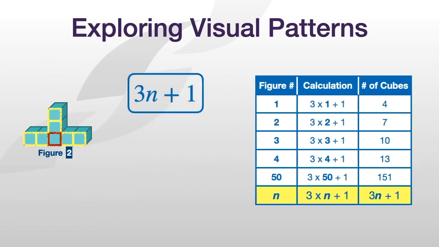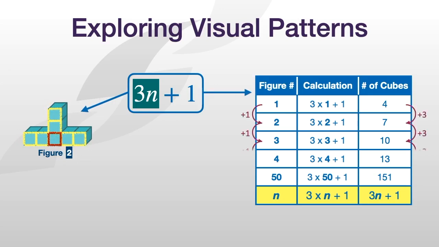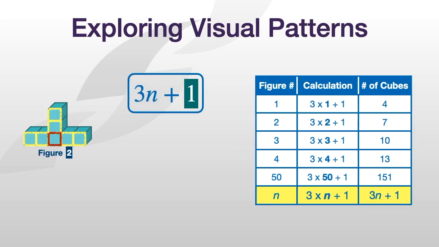Let's notice the connections between these three representations. We saw the 3n in the visual pattern by seeing 3 groups at the figure number. We saw the 3n in the table by noticing the number of cubes goes up by 3 for each figure number. We see the plus 1 in the visual pattern as a cube that stays the same from figure to figure. In the table, we use the plus 1 in our calculations.